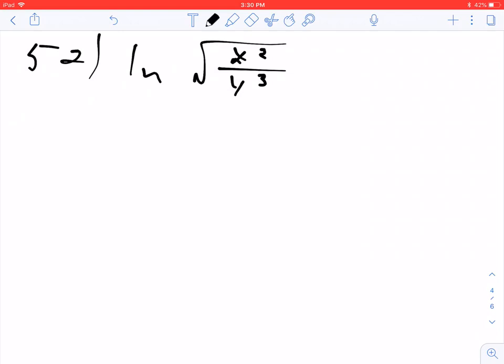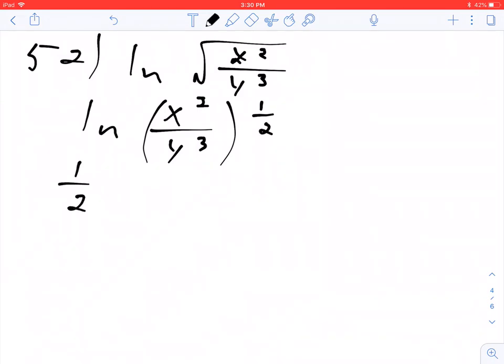So in this case, the first thing we're going to do is rewrite the expression. So it's x squared over y to the third, and then we're going to make this a power, which is 1/2. We're going to utilize the power property and put the 1/2 in front of the natural log.